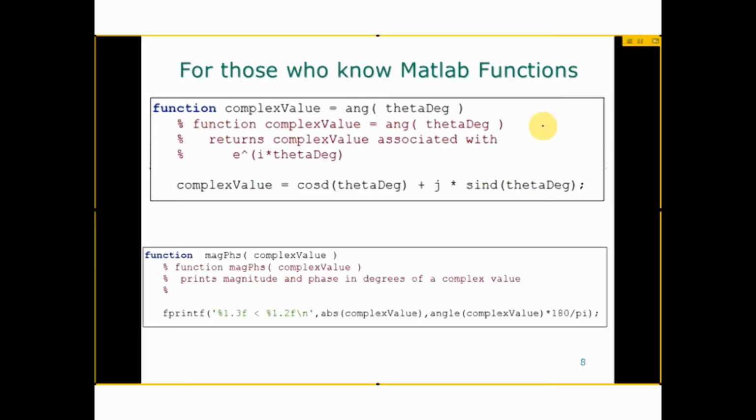Those of you who are in Engineering 17, this is actually what's inside the angle function. The ang function takes a theta in degrees, computes the complex value just by doing Euler's formula. And the mag phase command uses the fprintf command to print out the magnitude of the number and its angle using the format string defined here, which is all familiar to those of you who are in MATLAB.